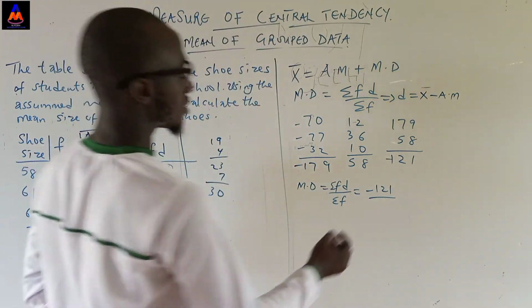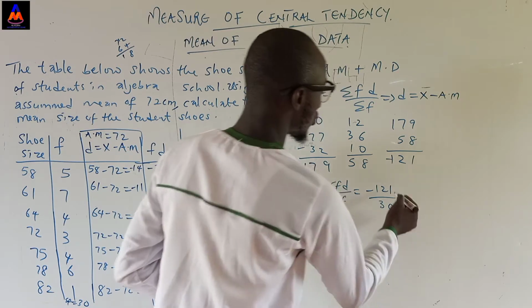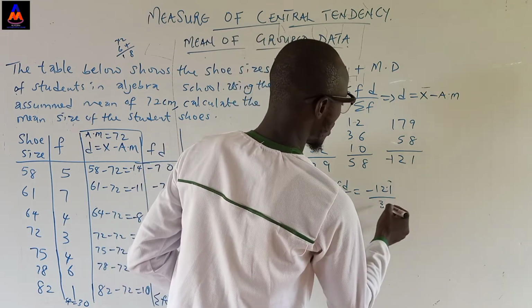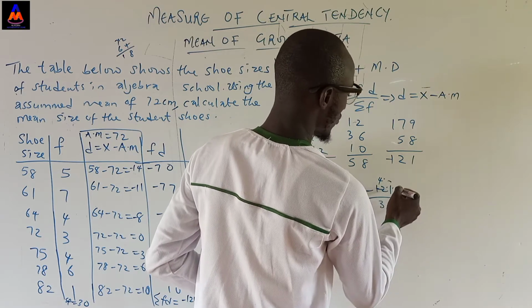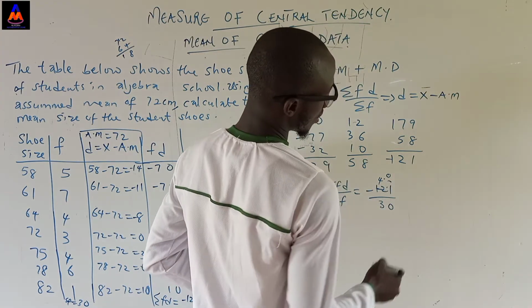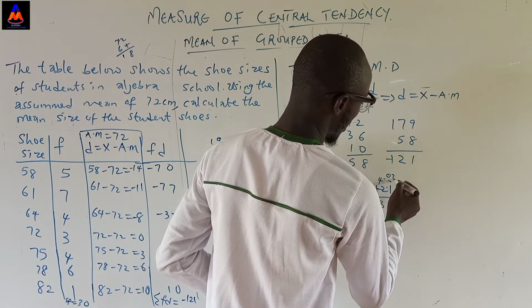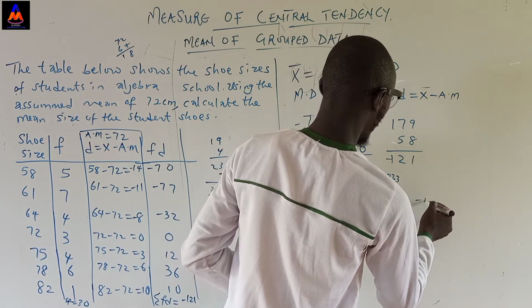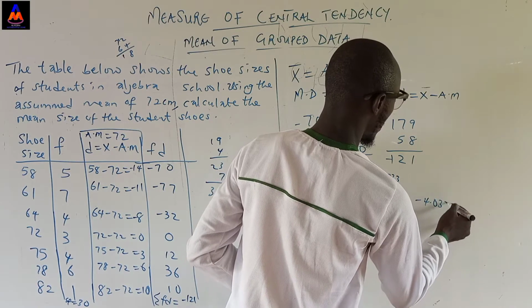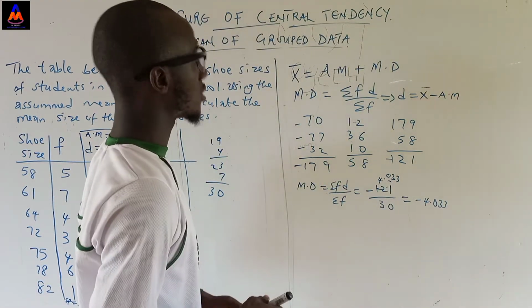Summation F is 30. So we do that. This is going to be point 3 here 4. Then point 3 in 1 is going to be 0.3, and 3 times 3 is 9. So we have what we call minus 4.033 here as my solution for D.